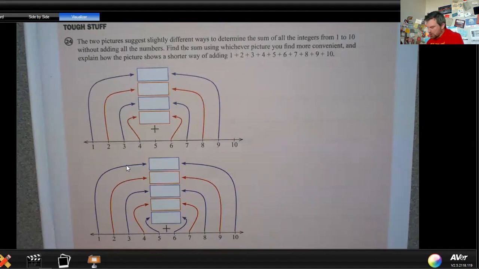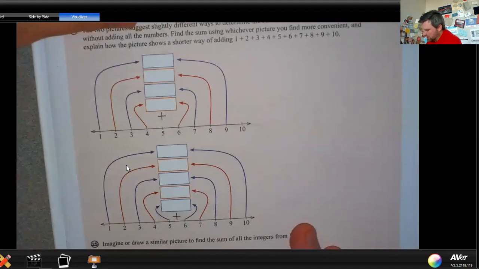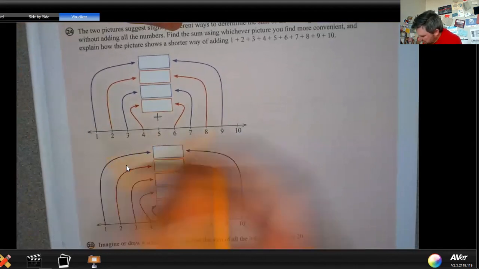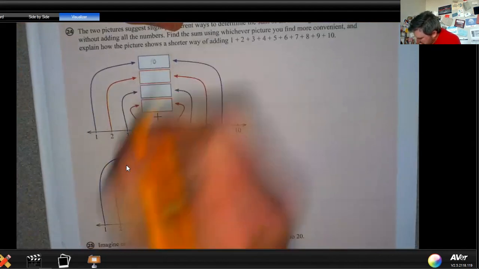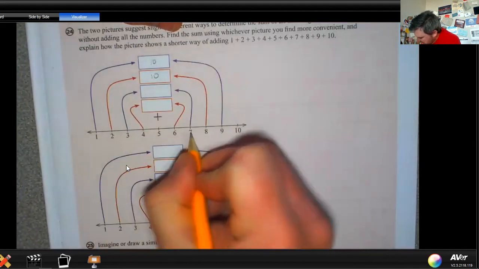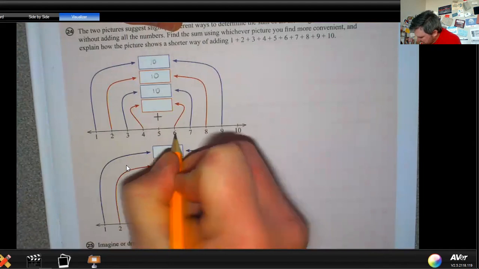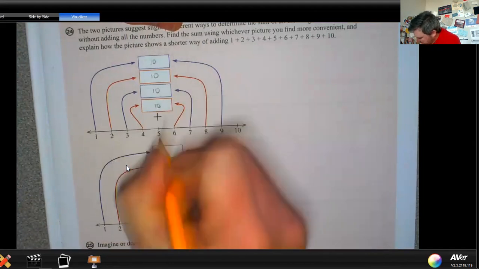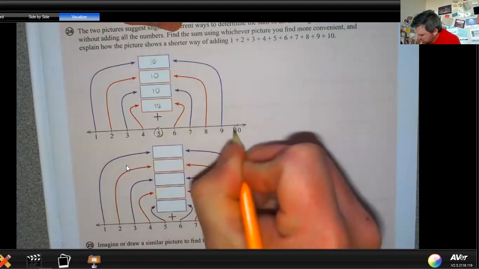Okay, so these 2 are slightly different. Okay, here we've got 1 plus 9 is 10, 2 plus 8 is 10, 3 plus 7 is 10, 4 plus 6 is 10, and then you got to add your 5 and your 10.